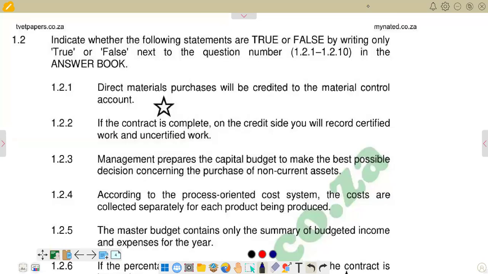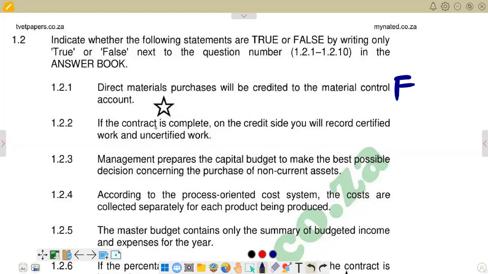So on 1.2, we say indicate whether the following statements are true or false by writing only true or false next to the question number. That is 1.2.1 to 1.2.10 in the answer book. So we have got the first one, which is saying direct material purchases will be credited to the material control account, which is not correct. It's supposed to be debited, as it indicates that they are going to increase the value of material that we have. So it's debited. So this one, obviously, we are saying false.